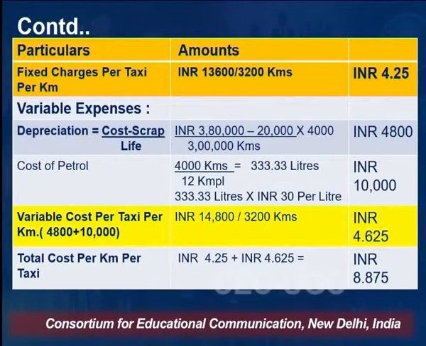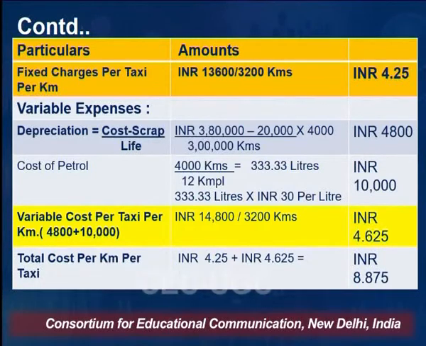So 4.625 is my variable cost per taxi per kilometer, and I have already computed the fixed charges per taxi per kilometer, that is 4.25. We shall aggregate both of them to arrive at the total cost per kilometer per taxi, which comes to be rupees 8.875. So my dear learner, in this way we have computed the cost per kilometer per taxi. If one taxi is running for 1 kilometer, we are incurring a total cost of 8.875.